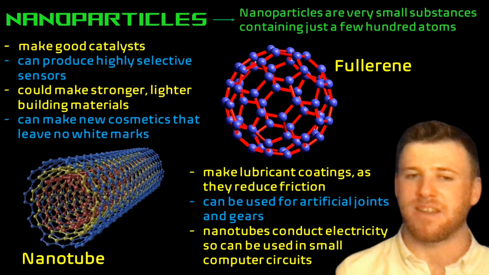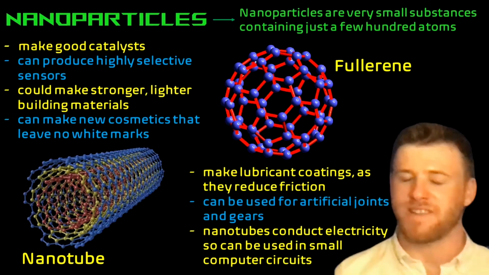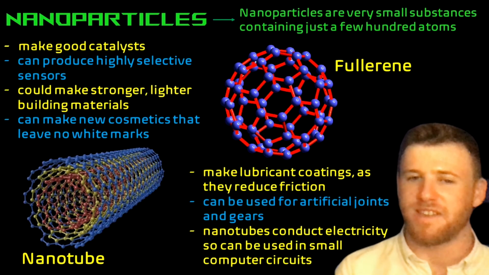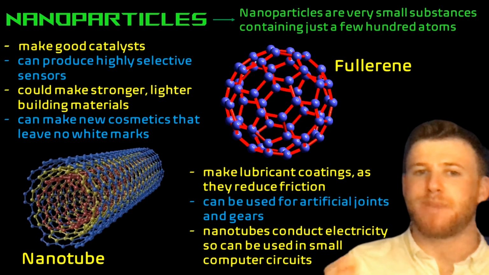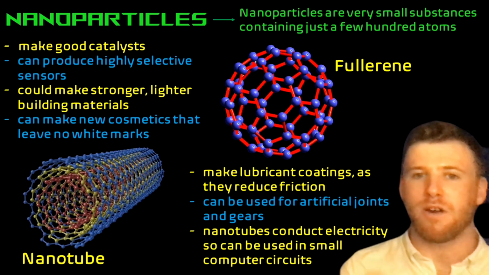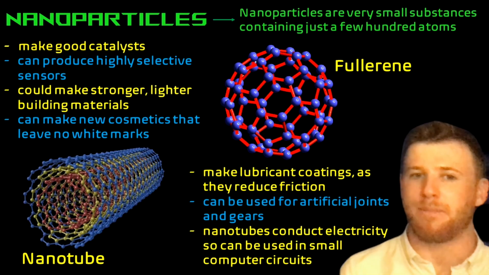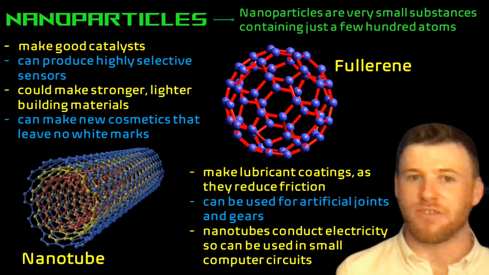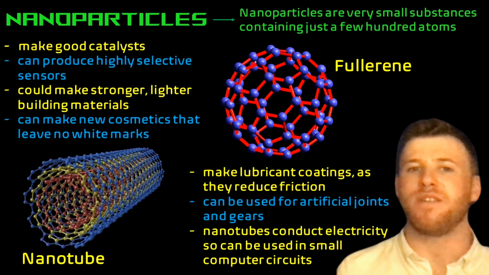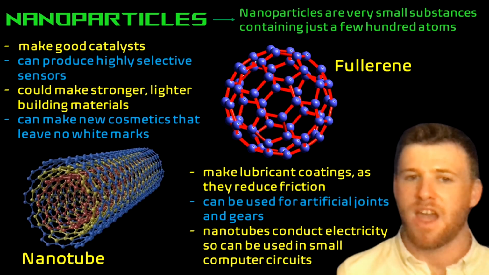Other uses of nanoparticles are nanotubes, for example. We talked about graphite last time, and how graphene is a sheet of graphite, and it can be bent into a tube-like shape or a fullerene shape. We'll come on to fullerenes in a minute, but in a tube-like shape, these nanotubes can conduct electricity. They're obviously also very lightweight because they're only made of a few hundred atoms.